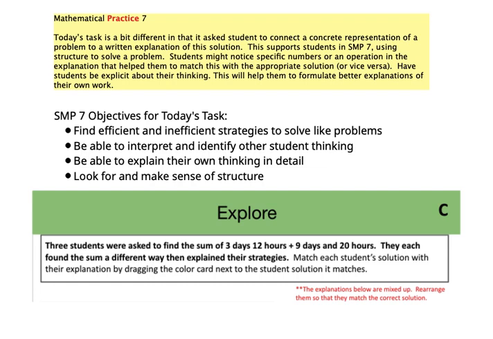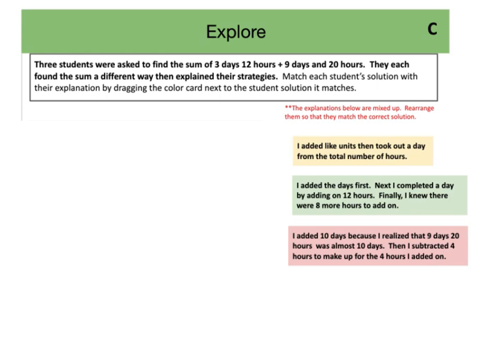So here's the problem we're going to be exploring. 3 students were asked to find the sum of 3 days, 12 hours, plus 9 days and 20 hours. They each found the sum a different way, then explained their strategies. Match each student's solution with their explanation by dragging the color card next to the student's solution it matches. So let's go ahead and take a look at the task here.